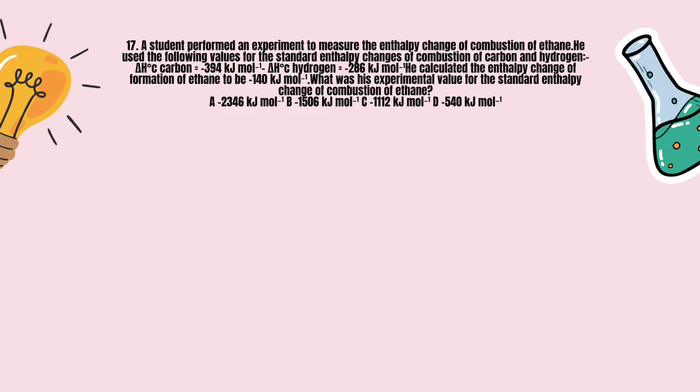Let's move on to question number 17. We are looking at an experiment to find the standard enthalpy change of combustion of ethane. We are given the standard combustion values for carbon and hydrogen as well as the standard enthalpy change of formation for ethane, which is minus 140 kilojoules per mole. Our task is to calculate the experimental value for the combustion of ethane.